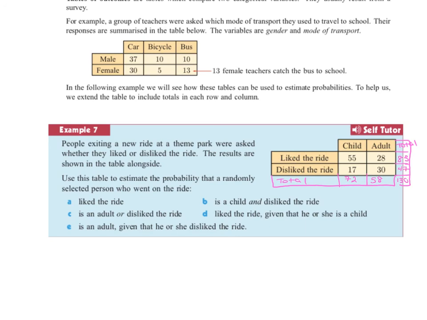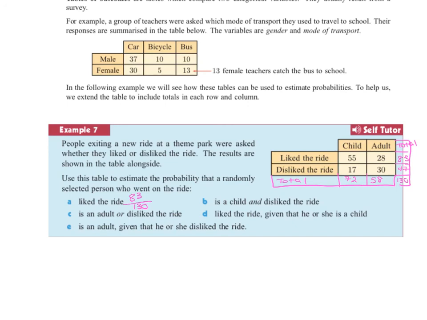So what's the probability of the people who liked the ride? Well, that's just going to be your total of all the people that liked the ride, which is 83, out of how many were surveyed, which is 130 people. So that's your probability. And we can go ahead and leave that as a fraction unless they specify a percent, or it's easier to interpret as a percent. That's up to you.